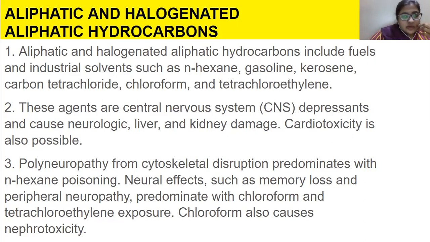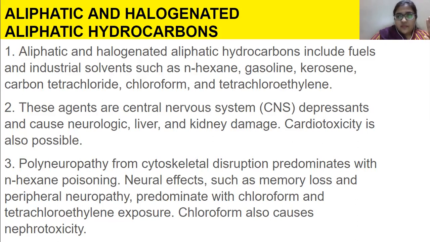When we talk about these, aliphatic and halogenated aliphatic hydrocarbons include fuels and industrial solvents such as N-hexane, gasoline, kerosene, carbon tetrachloride, chloroform, and tetrachloroethylene. These agents are CNS depressants and cause neurologic, liver, and kidney damage. Cardiotoxicity is also possible.